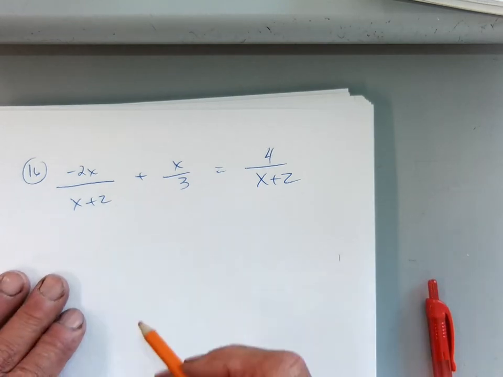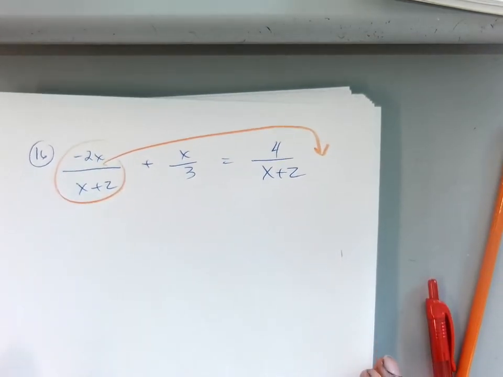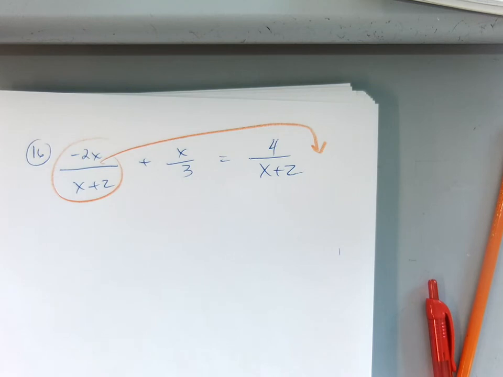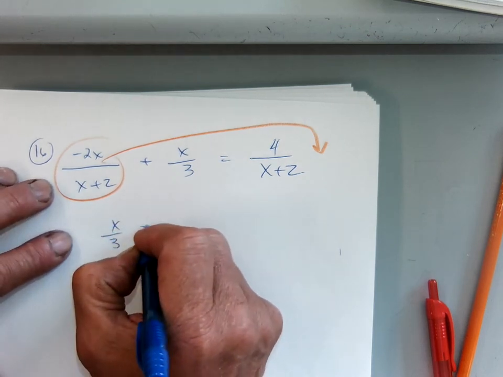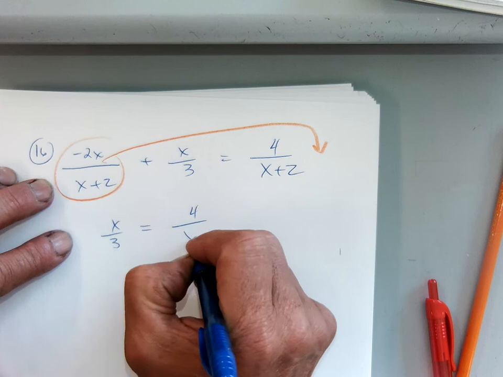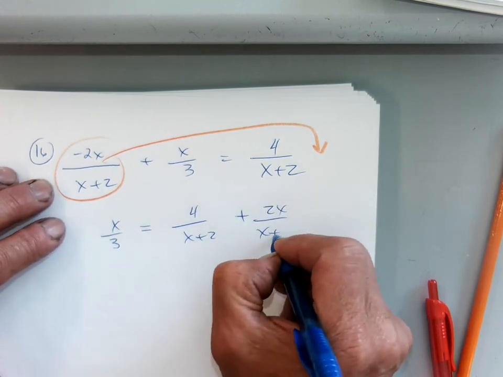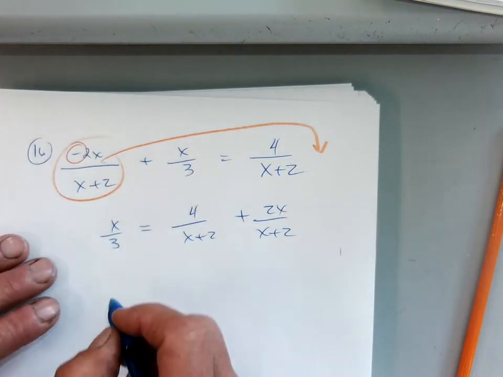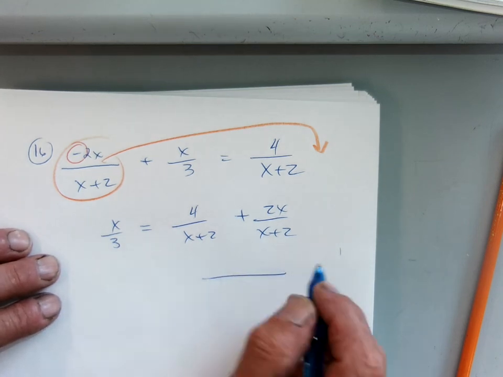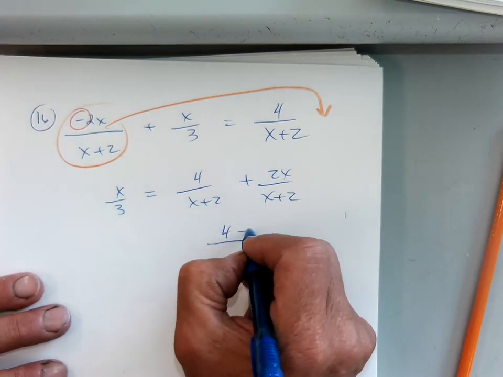I have an easier way to do it though. I'm going to bring that to the other side, because they have the same denominator. So I'd have then my x over 3 is equal to my 4 over x plus 2 plus 2x over x plus 2. Plus because I had to add it, right? So now I have a common denominator, right? These two have a common denominator of x plus 2. What you said is correct. We'll get the same answer.